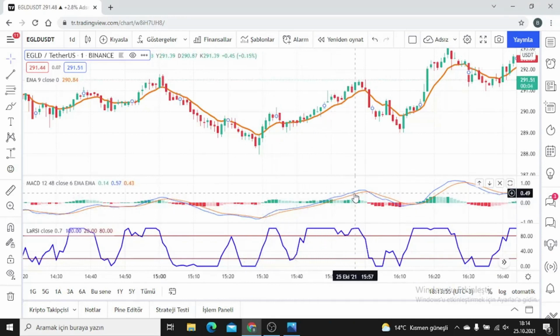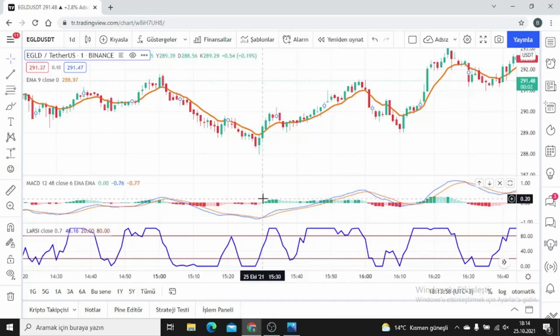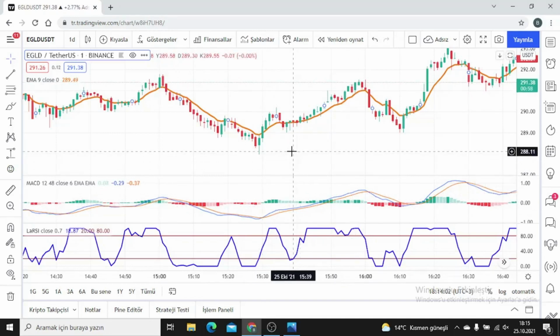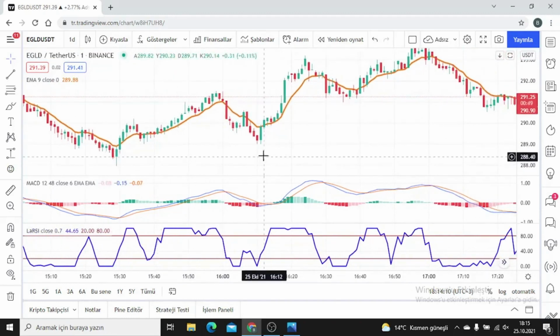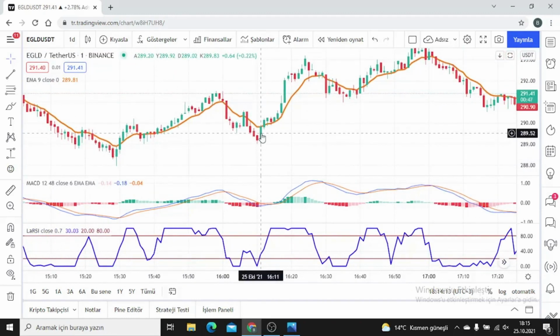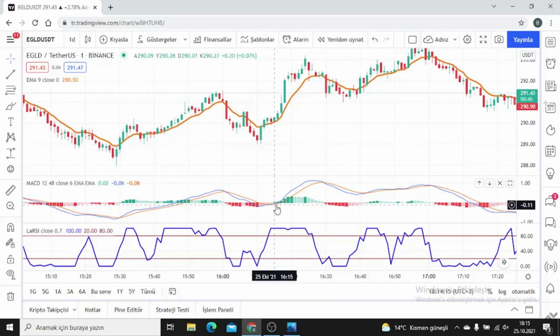Of course, in the meantime, MACD still continues to give a buy signal. But if we are going to do scalping, we don't have time to wait on the chart that long. Because the profit rates between 0.10, 0.20 are important for us. I'm going a little further and looking at here, guys.